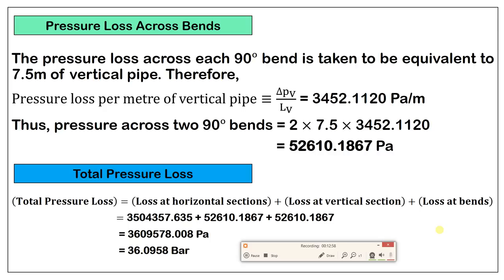The sixth step is to calculate the total pressure loss, which is by combining the loss at horizontal sections, loss at vertical section, and loss at bends. The total pressure loss is 36.0958 bar.